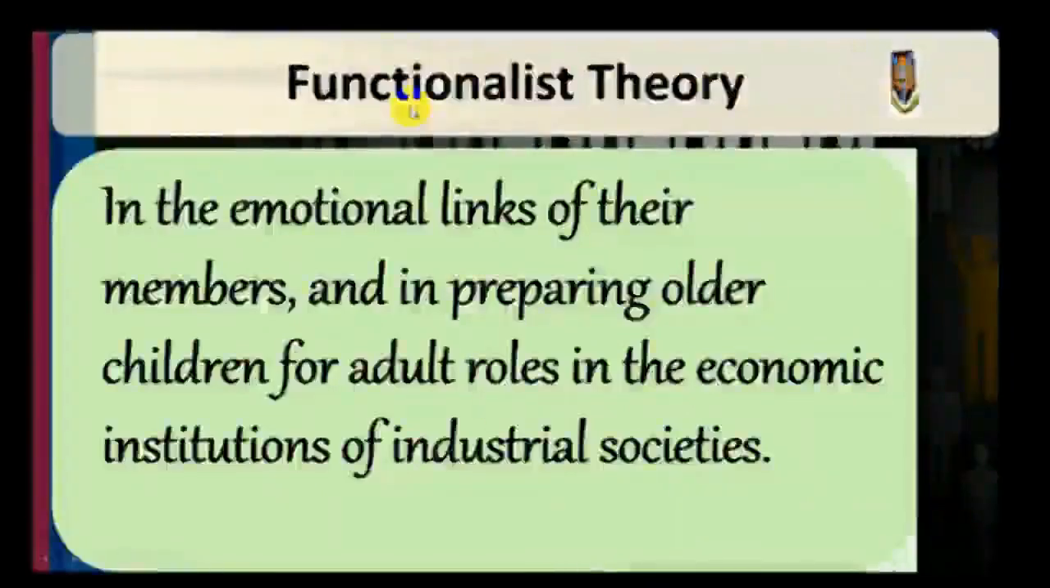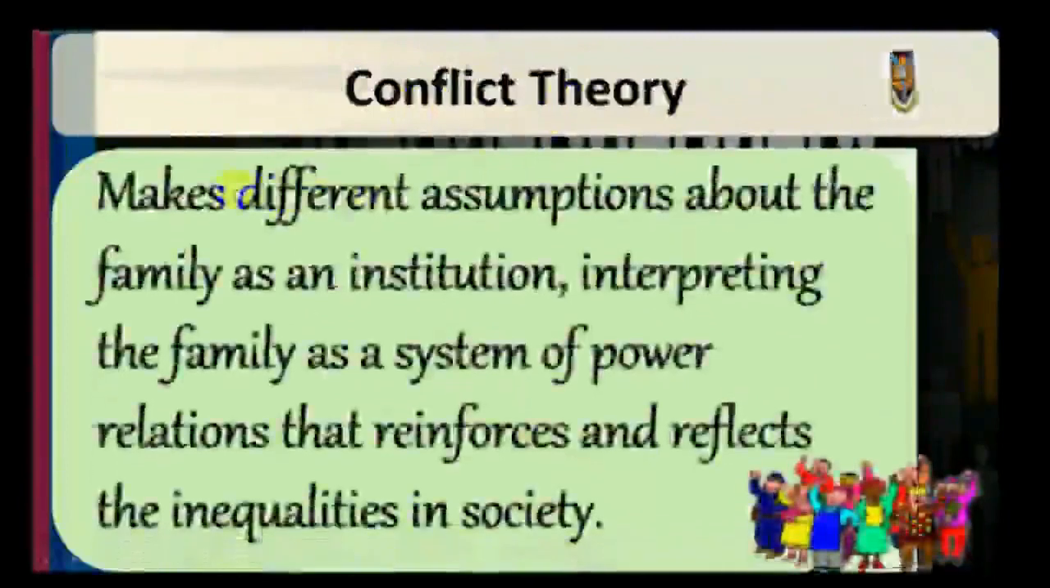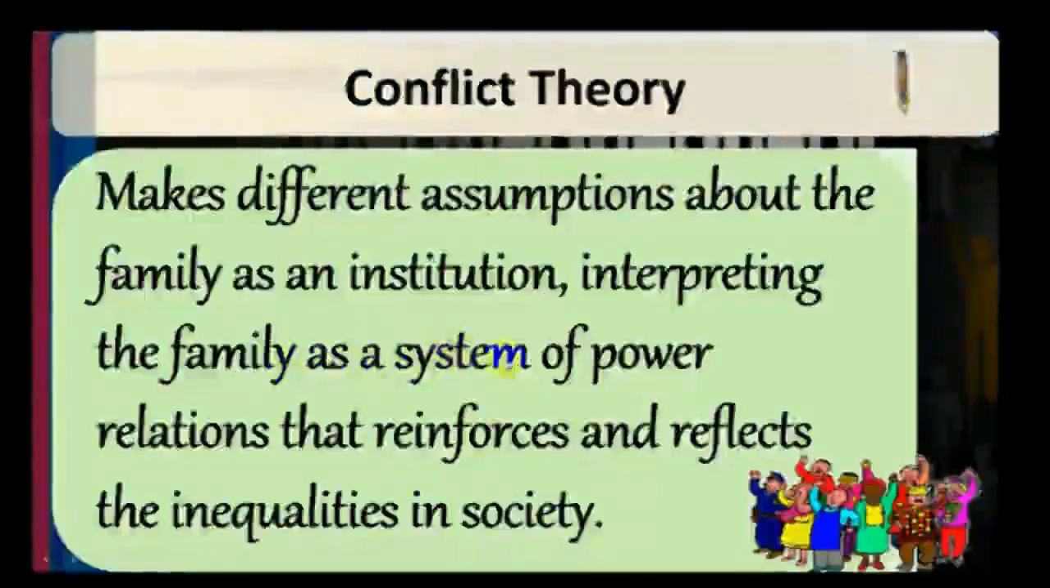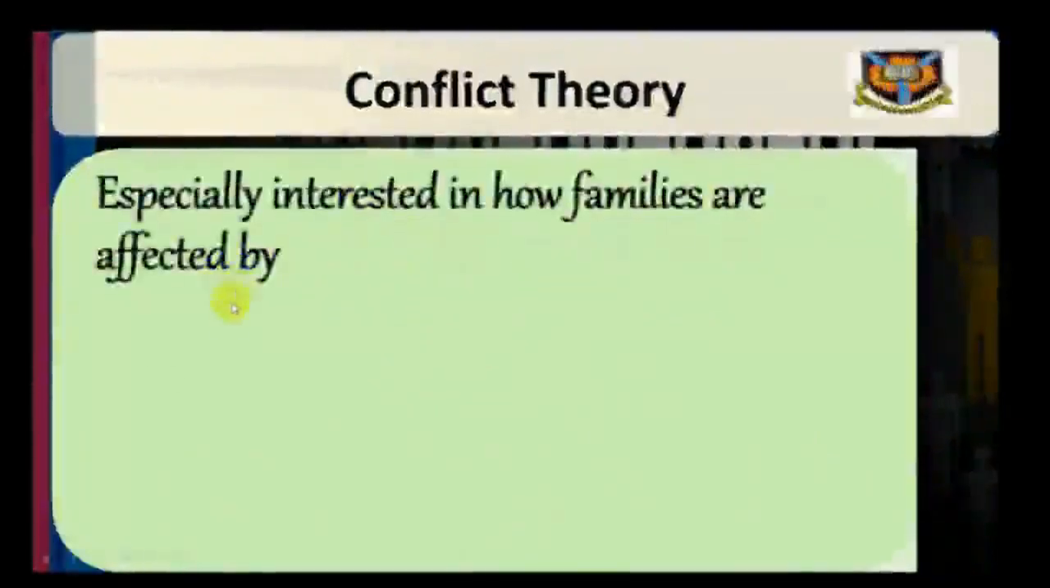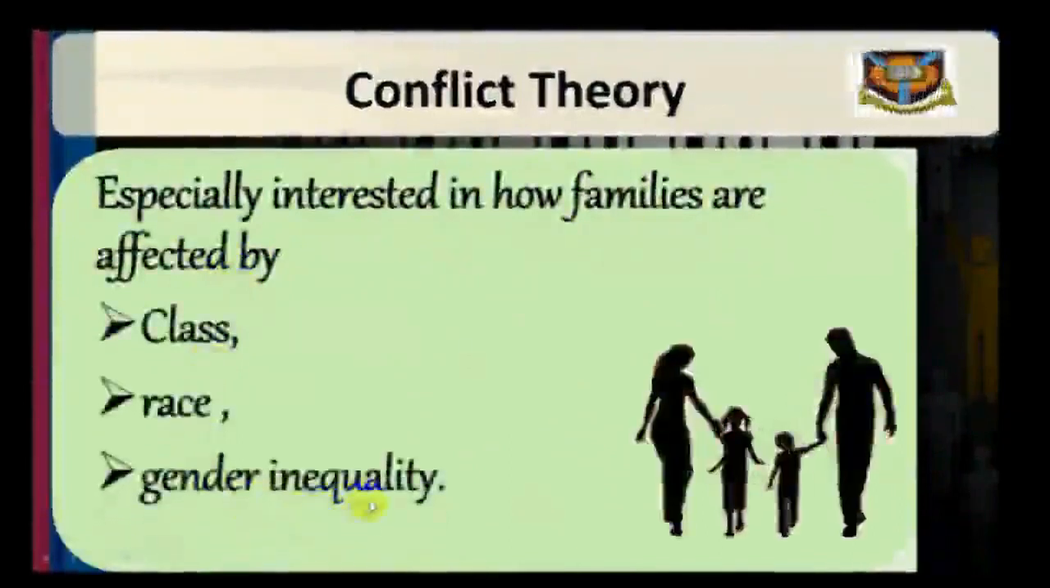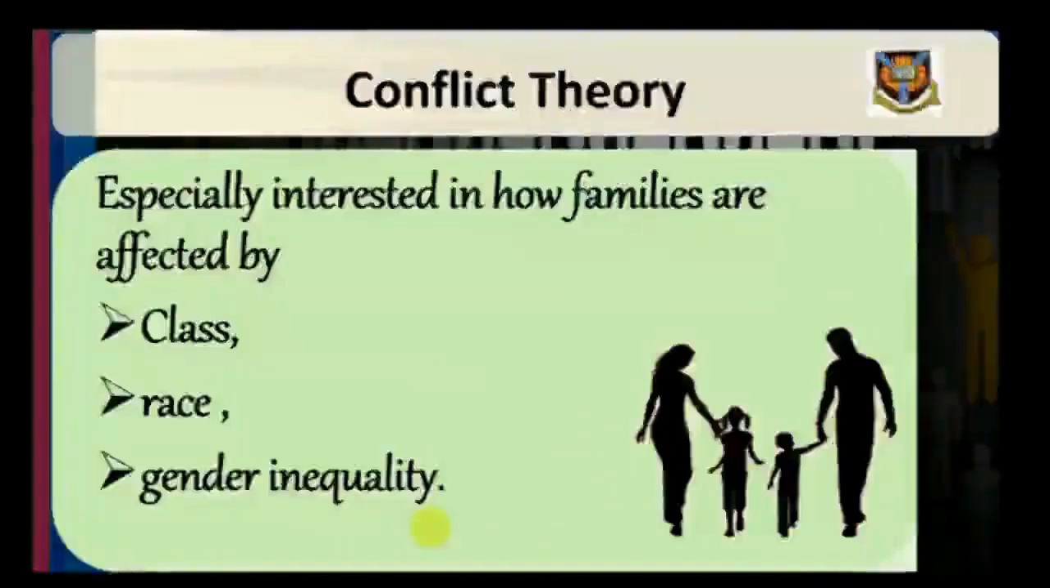2. Conflict theory. The conflict theory makes different assumptions about the family as an institution, interpreting the family as a system of power relations that reinforces and reflects the inequities in society. Conflict theorists are especially interested in how families are affected by class, race, and gender inequality. The perspective sees families as the unit through which the privileges and advantages of race, class, and gender are acquired.